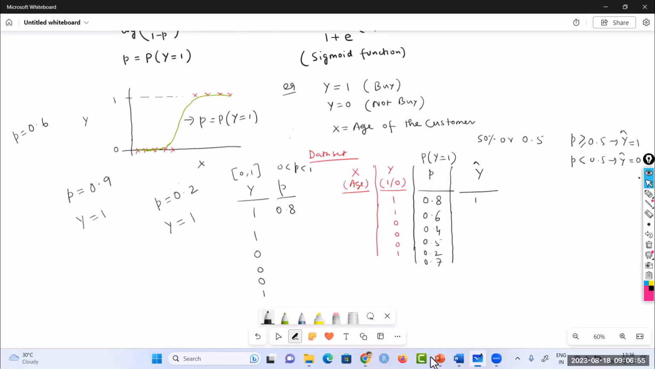Based on this threshold value, I will be able to calculate this y hat column. So 0.8 means 1, 0.6 greater than 0.5 is 1, 0.4 is 0. This one will also be 1, greater than or equal to 0.5 is 1, and then 1. Something like this.